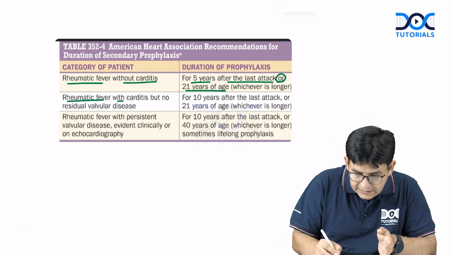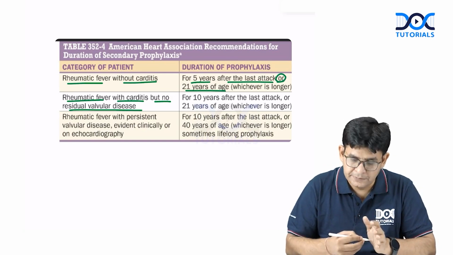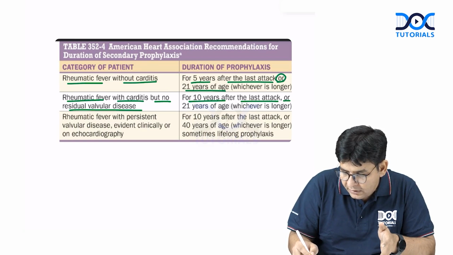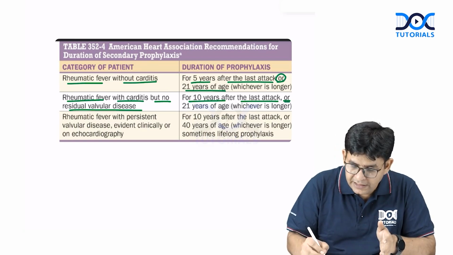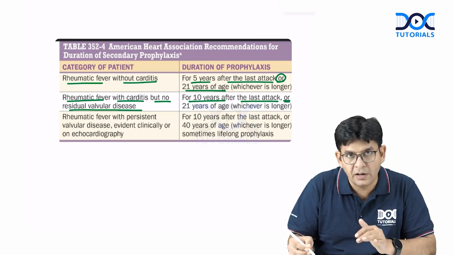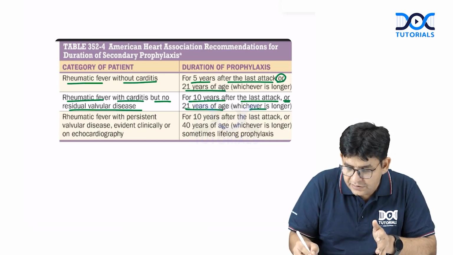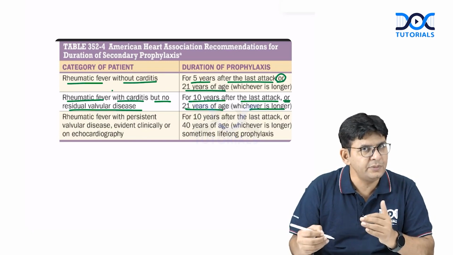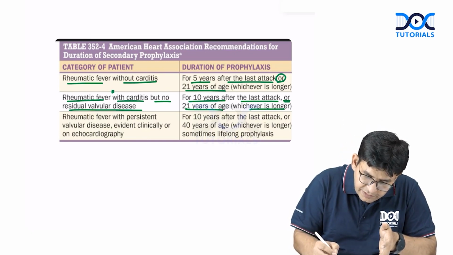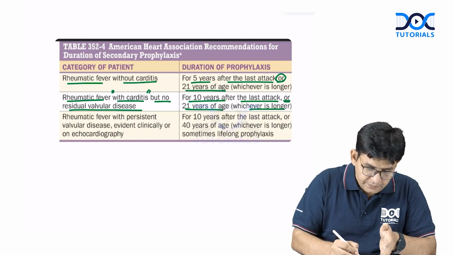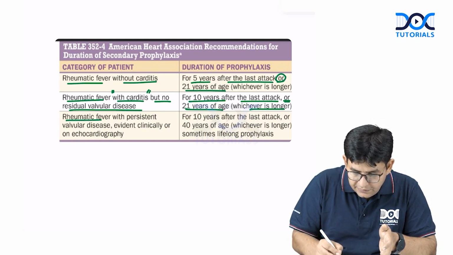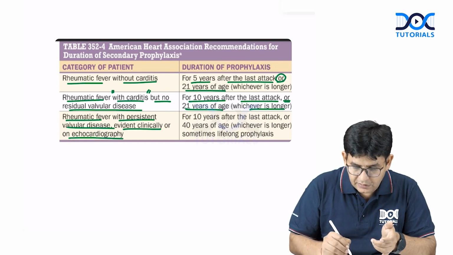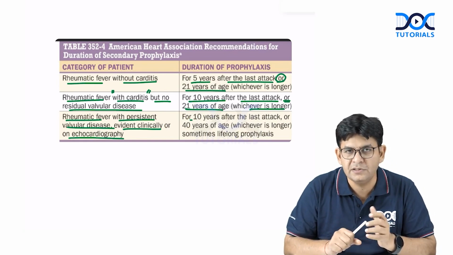Now, rheumatic fever with carditis but no residual valvular disease: 10 years after the last attack or until 21 years of age, whichever is longer. Previously it was 5 years and 21 years, and now it is 10 and 21, but the change is for rheumatic fever with carditis. Besides that, rheumatic fever with persistent valvular disease, evident clinically or on echocardiography, means you have gone for an echo.